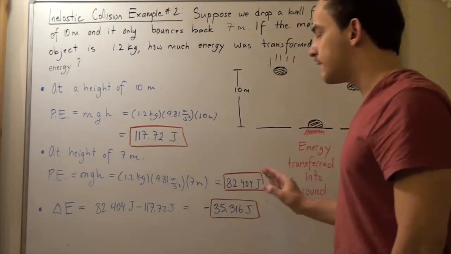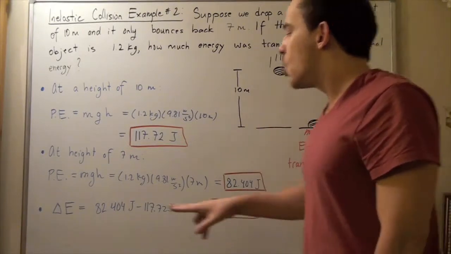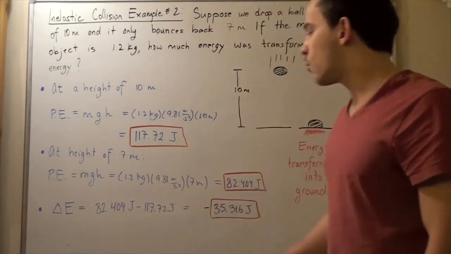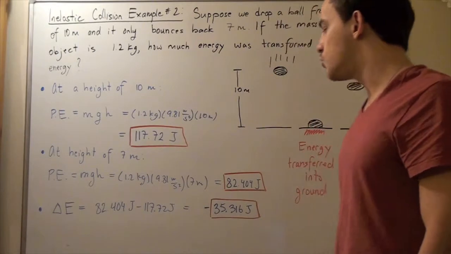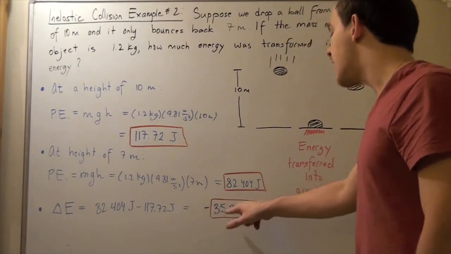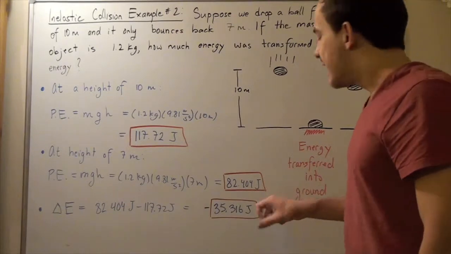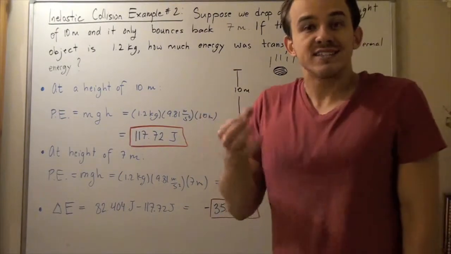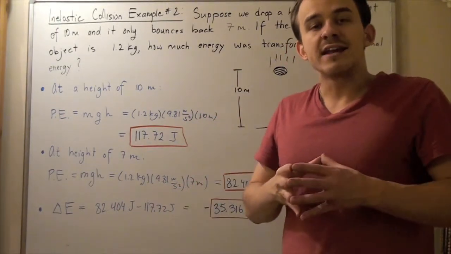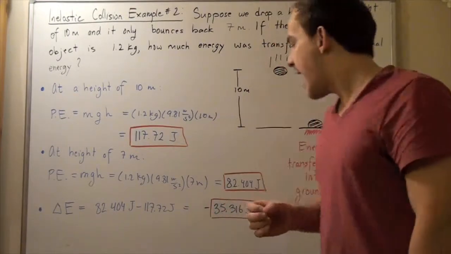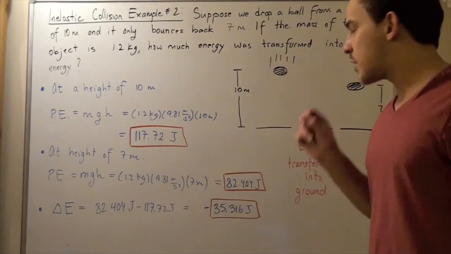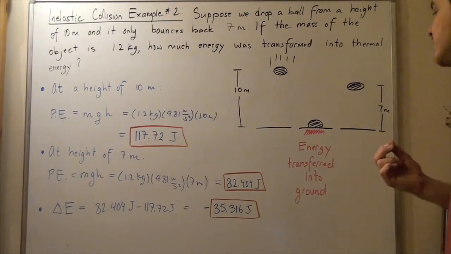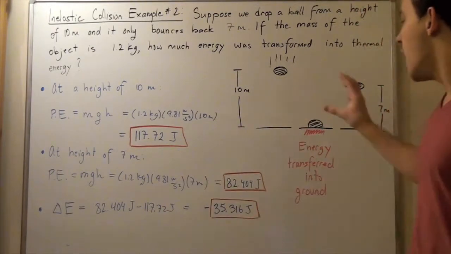So now let's take the difference. How much change in energy do we have? Well, change in energy is equal to final minus initial, so 82.44 joules minus 117.72 joules, and we get negative 35.316 joules. Now, the negative simply comes from the fact that our object was the system that lost energy. This energy was transferred into the ground, and this is the amount of energy that was transferred. 35.316 joules was transferred into the ground, increasing the thermal energy or the internal energy of the ground.